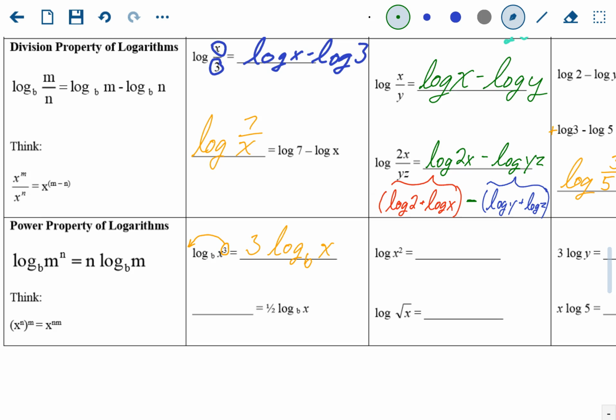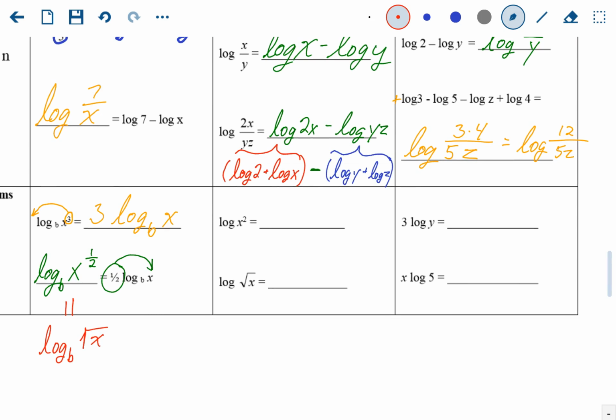Likewise, going the other way, if you have a number out front, you could write it as the power of that argument. So we rewrite this as log base b of x to the 1/2 power. All right, now a quick side note, remember that raising something to the 1/2 power is the same as taking the square root. So we could rewrite that as log base b of the square root of x. Both of those are the same. It just depends on the problem, which format would be best.